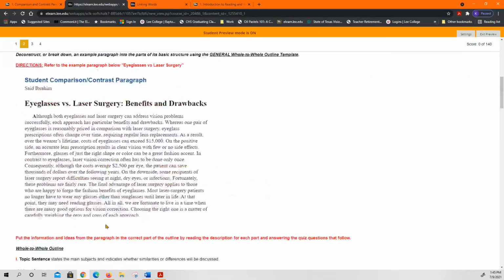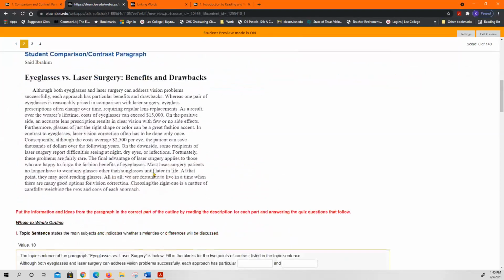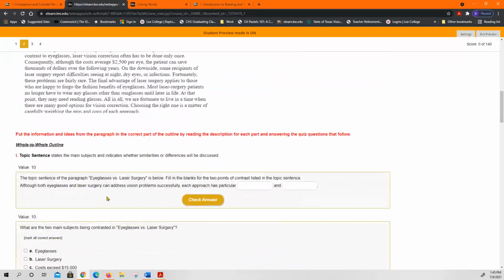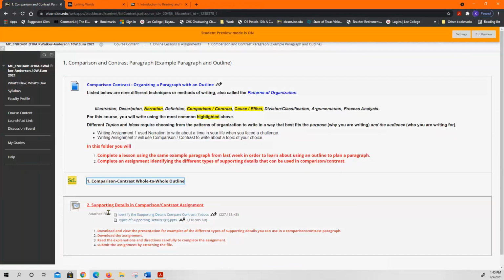So you're going to take this example paragraph, you're going to read it, and you're going to break down the ideas in it and put them into the outline correctly just by taking the quizzes or answering the questions. Once you're done with that, you move on to the next assignment, the same paragraph that you used for this one, and you're looking at the supporting details, like I said. And for this one, you complete the assignment and attach the file.